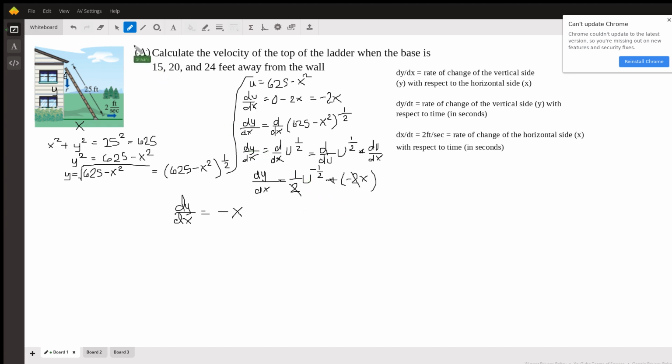Or sorry, let me substitute u first. Okay, so let's first substitute u. So back to this step, we have 1/2 times u raised to the negative 1/2 power times negative 2x. So that would be 1/2 times 625 minus x squared raised to the negative 1/2 power times negative 2x. So that would be 1/2 square root of 625 minus x squared times the negative 2x.